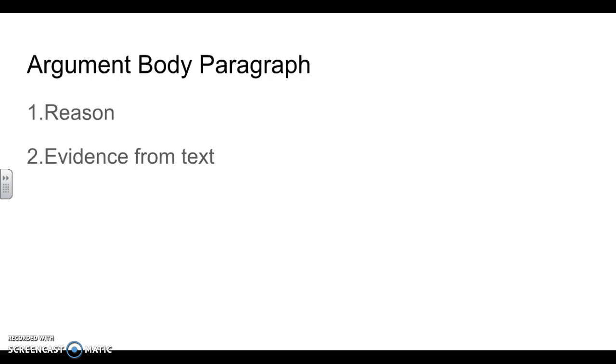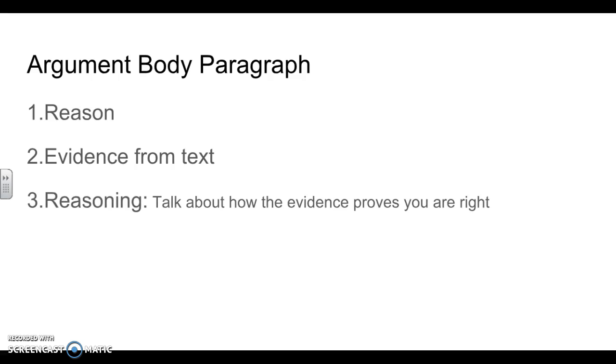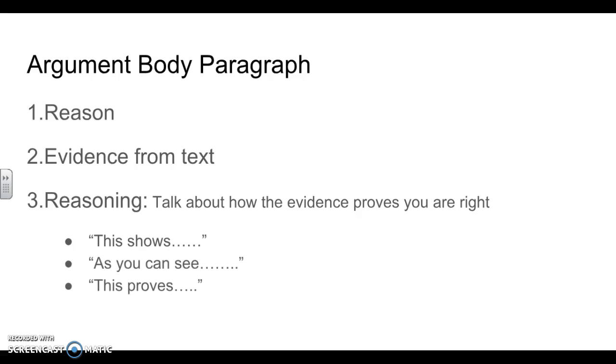Then you provide the evidence from your text, according to the article by James Grabber or whoever, evidence from the text. Then your reasoning. You talk about how the evidence proves you're right. You can use 'this shows,' 'as you can see,' 'this proves,' explaining in your own words how the evidence proves your argument, proves your reason.